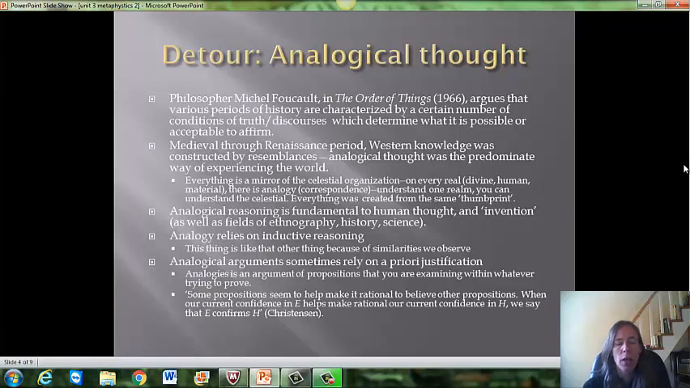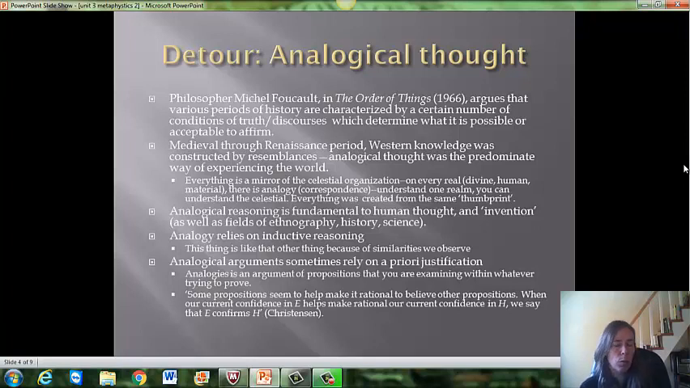Now, there's a French philosopher called Michel Foucault, who argued that various periods of history are characterized by different conditions of truth, or different discourses, which is a collection of statements made about something. And these determine what's possible or acceptable to affirm as truth. So, in other words, there are different ways of arriving at or seeing the world, and therefore of what's affirmable as truth.